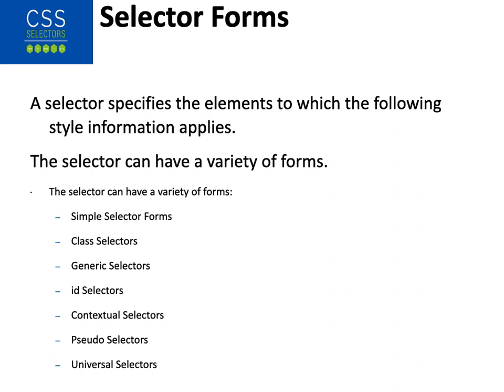There are a variety of selector forms. Different selectors are available. 7 different types of selectors are there in CSS. Simple selector forms are there: class selectors, generic selectors, ID selectors, contextual selectors, pseudo selectors, universal selectors. These are the 7 different selector forms. A selector specifies the elements to which the following style information applies. We will see each and every selector form here.